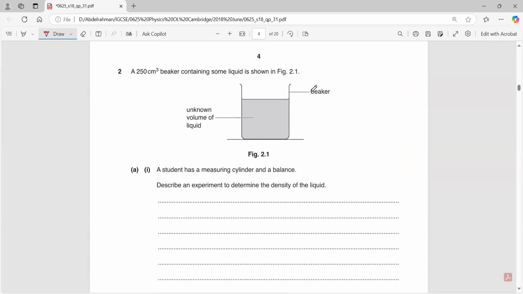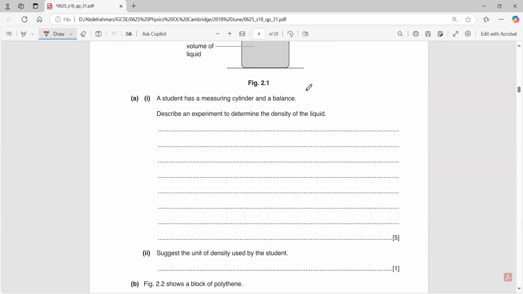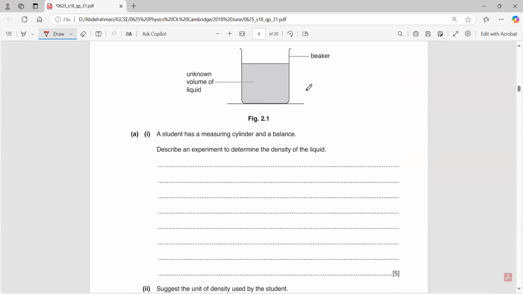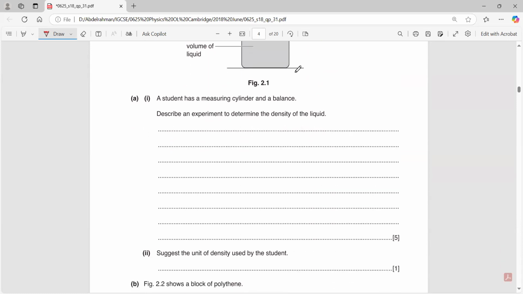A student has a measuring cylinder and a balance. Describe an experiment to determine the density of the liquid. I have some liquid in this beaker. I need to find the density of the liquid. Density equals mass over volume. Definitely we will need to write this equation down. It is 5 marks, so you need to write a lot of steps.